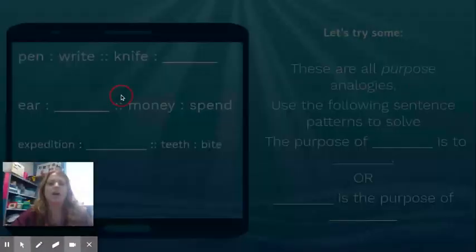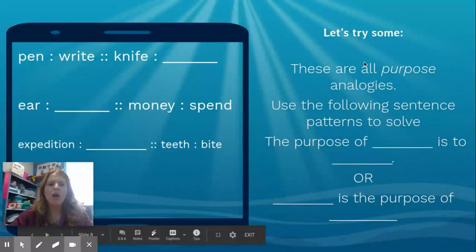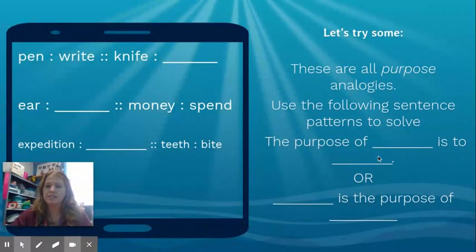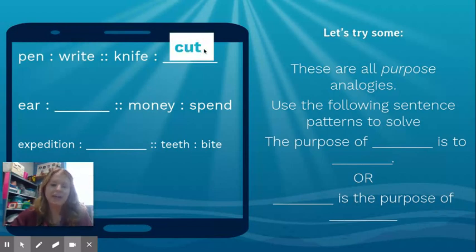So let's try a few. These are all purpose analogies. Here are our sentence patterns that we can use to solve. You have pen is to write as knife is to blank. The purpose of a pen is to write. That sounds a little weird, but I can put an a or an in there if I need to. That makes sense. So the purpose of a knife is to, what would you say? Hopefully you said something like cut. The purpose of a knife is to cut.